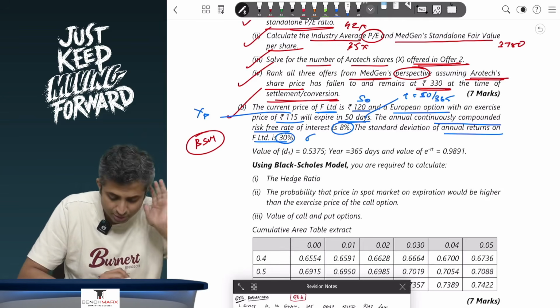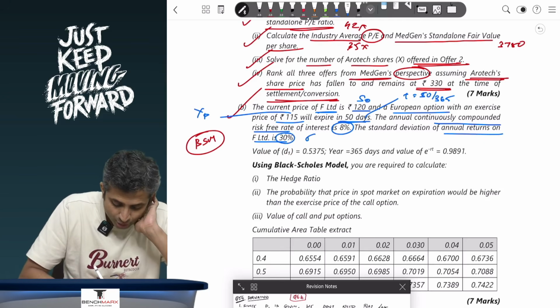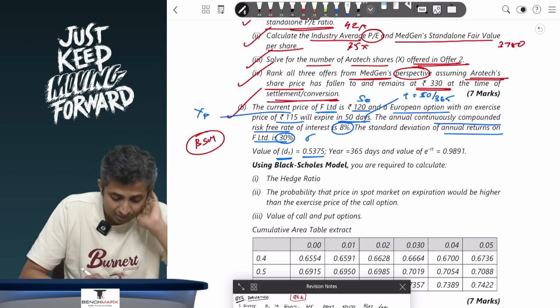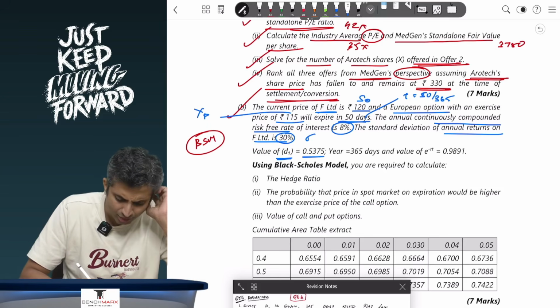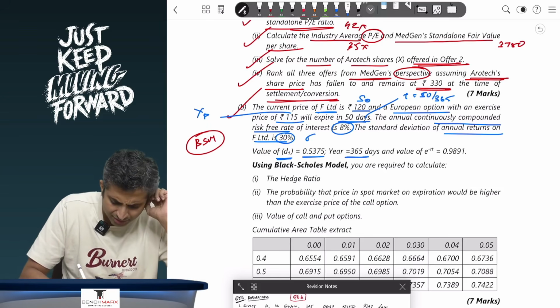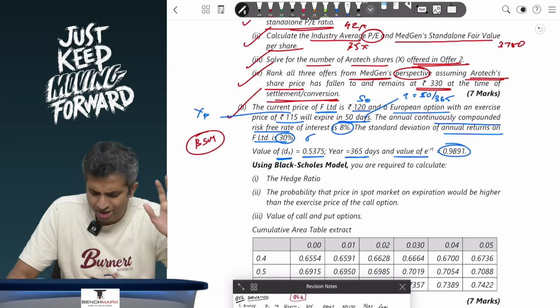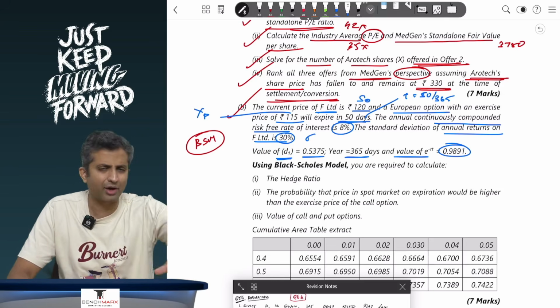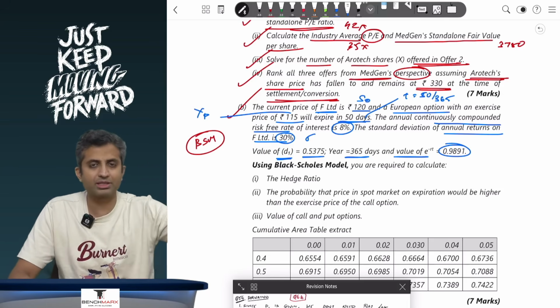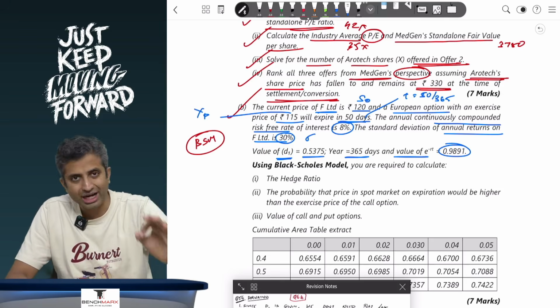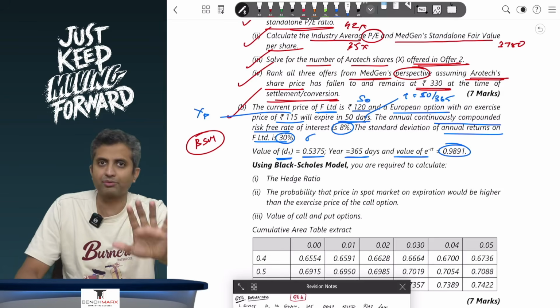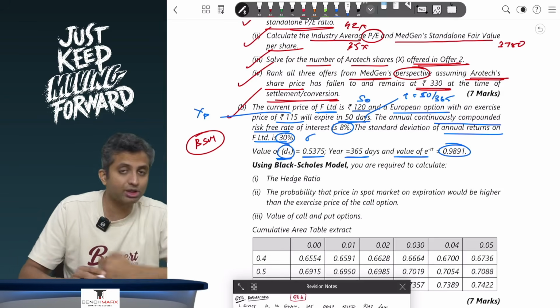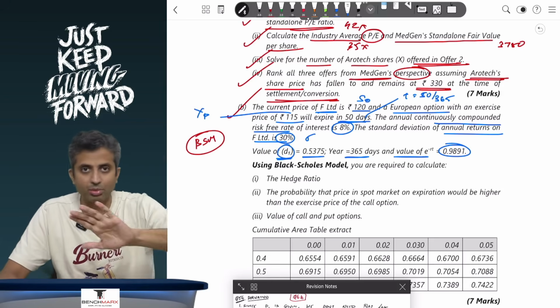So this is standard deviation, which is given. The value of D1 is 0.5375, not ND1. It is D1 given to you as 0.5375. The year is 365 days, and the value of e raised to RT minus RT is 0.9891. So you don't really need to find that. Usually in Black-Scholes, the first step is to find the natural log. But the idea of finding the natural log is to use that for finding D1. Now, since D1 is given, you don't need to find the natural log. So step number 1 is not required.